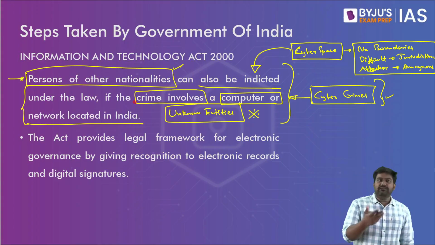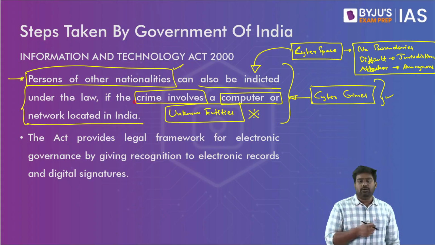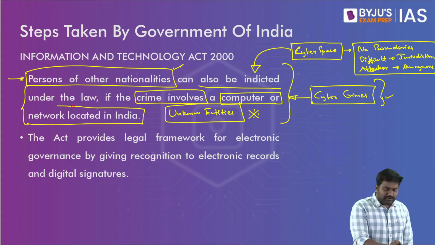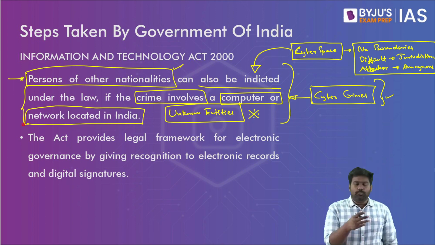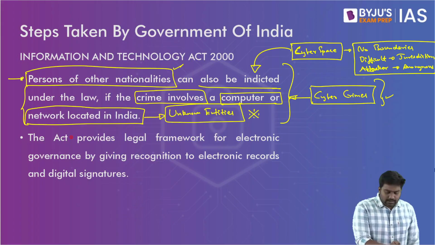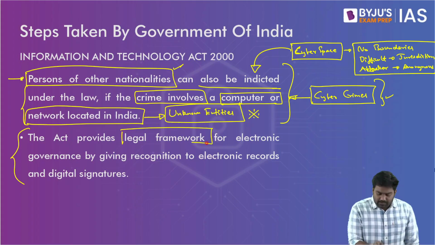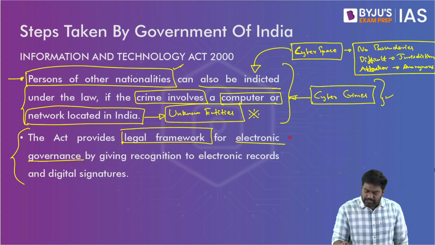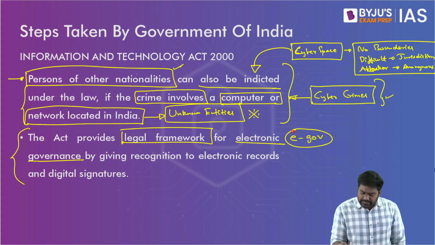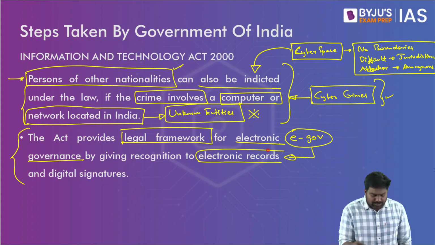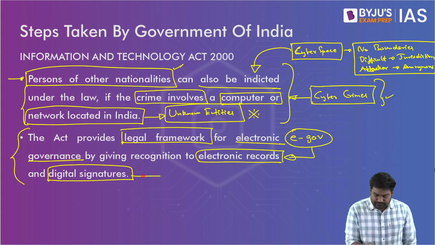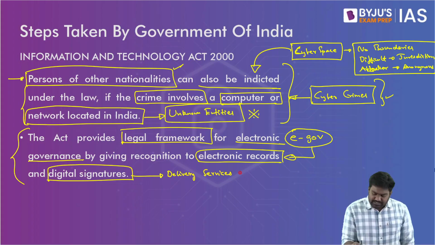Your attacker could be anywhere. Someone who has committed a ransomware attack or a cyber fraud could be from some other country, or it could be a group operating from multiple countries and multiple jurisdictions. So this is an important feature which has been added. All right. It creates a legal framework for all electronic transactions, including e-governance, and gives legal recognition to digital records and digital signatures. This is what enables the digital delivery of services in the country.